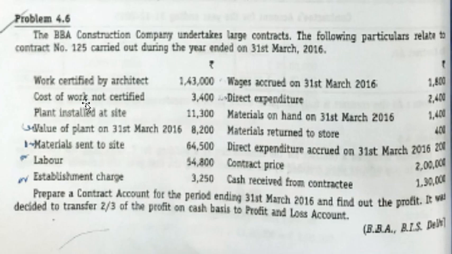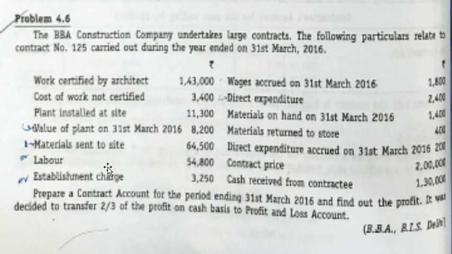problem 4.6. The BBA construction company undertakes large contracts. The following particulars relate to contract number 125 carried out during the year ended on 31st March 2016. Work certified by the architect is given. Cost of work not certified is also given. Plant installed at site is given. Plant valued on 31st March 2016 is given. Materials sent to site, labor, establishment charges, wages accrued on 31st March 2016, direct expenditure, materials on hand on 31st March 2016, materials returned to stores, direct expenditure accrued, contract price, and cash received from contractee.